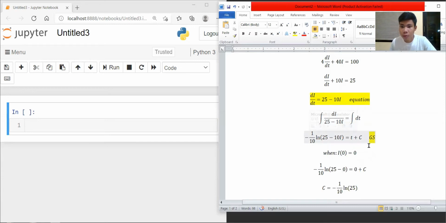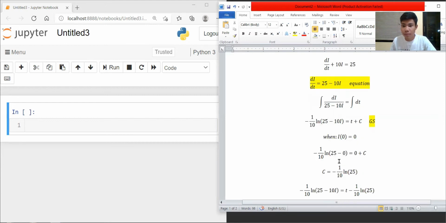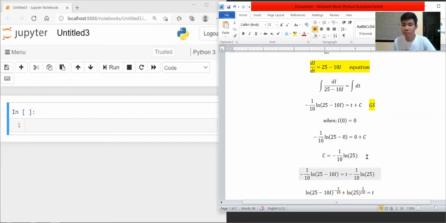After we get the general solution, we have a constant c that we need to find, and that is using the initial conditions. Given our initial condition that I is equal to 0 at t equals 0, we substitute the initial condition. We will get negative 1 over 10 ln of 25 minus 10 times I, which is 0. So we will get 0 here equals t, which is also 0, plus c. Therefore, c is equal to negative 1 over 10 ln 25.